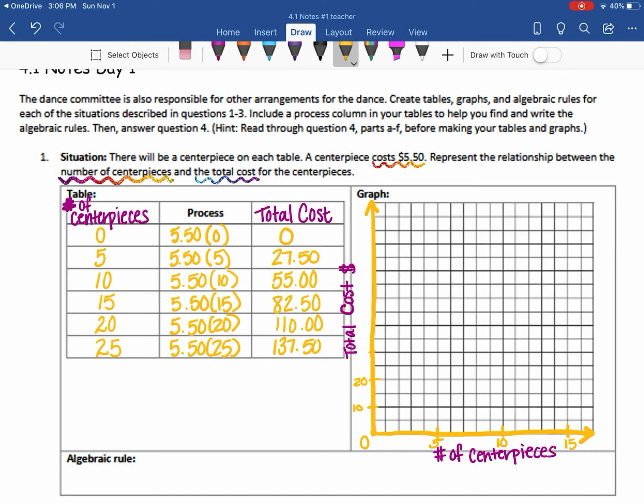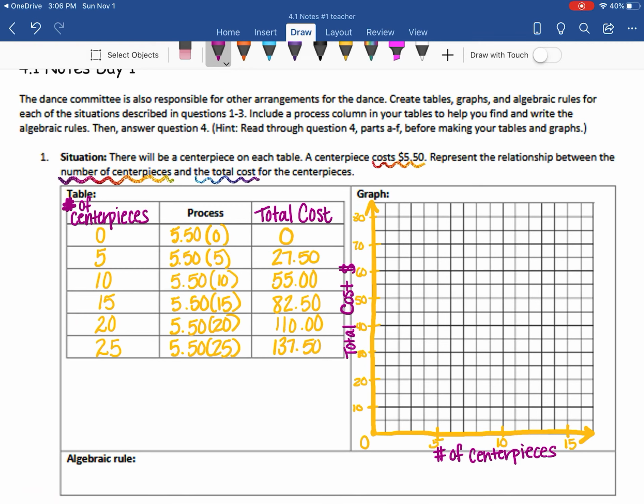20, 30, 40, 50, 60, 70, and 80. Okay. All right, so now I just need to plot my points.